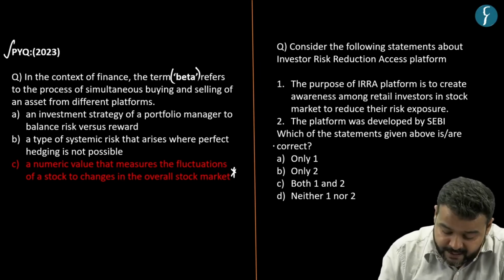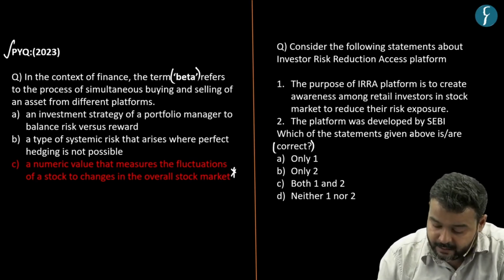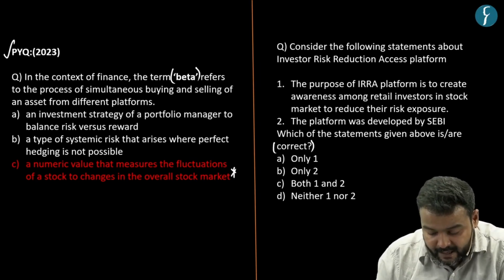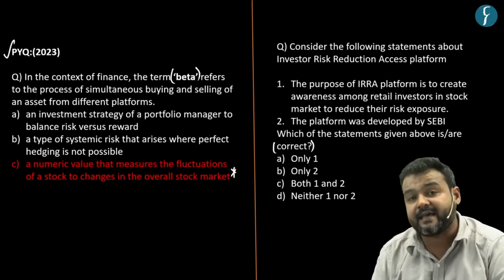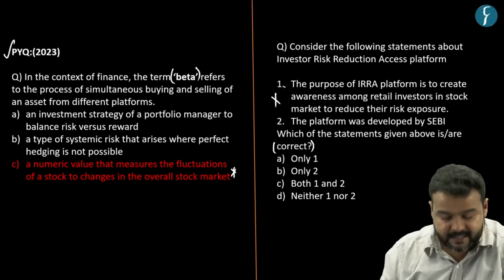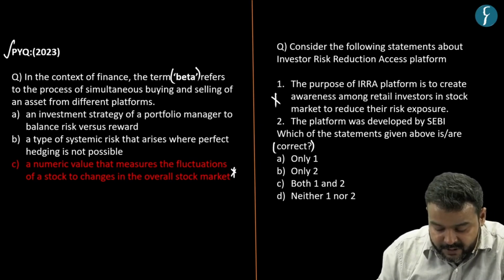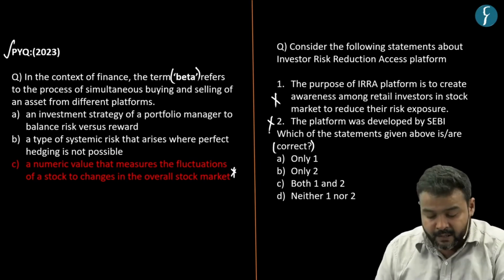So we have to find the correct statement among these two statements. Our statements are: the purpose of the IRRA platform is to create awareness among retail investors in the stock market to reduce their risk exposure. Now this statement is incorrect. We will discuss why. The second statement says the platform was developed by SEBI. Now again this statement is incorrect.